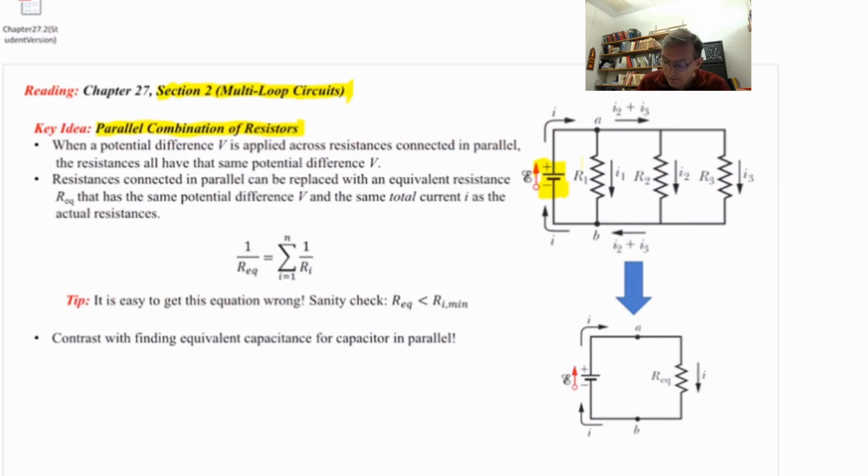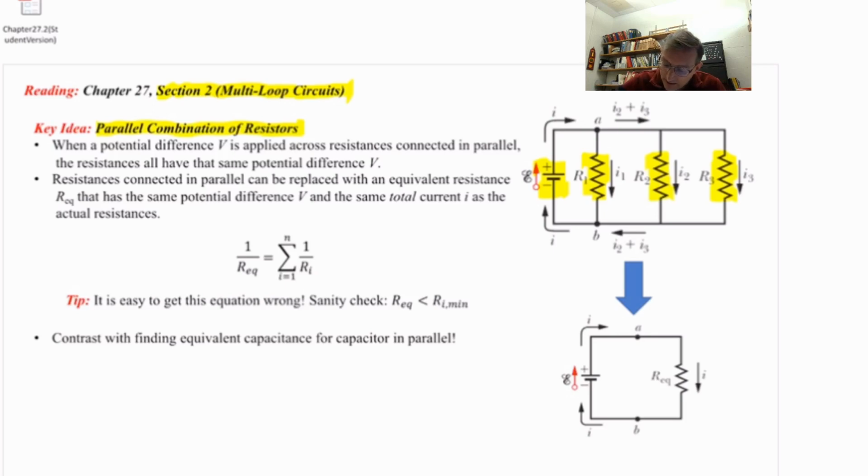Resistor 1 with resistance R1 is connected to the two terminals of the battery directly. But resistor 2 with resistance R2 is also connected directly to the two terminals of the battery. And resistor 3 with resistance R3 is also connected directly to the two terminals across the battery. That's really what that circuit diagram is saying. And that is a parallel connection of those three resistors.